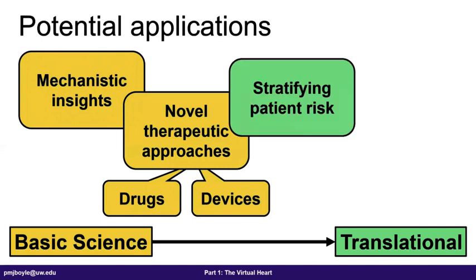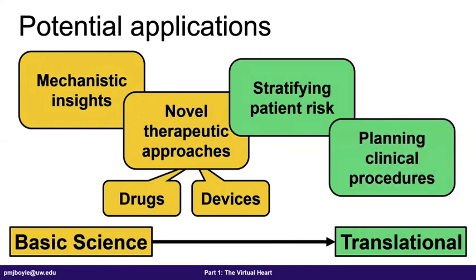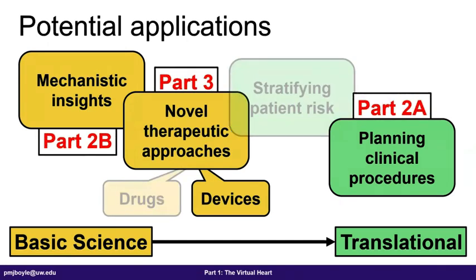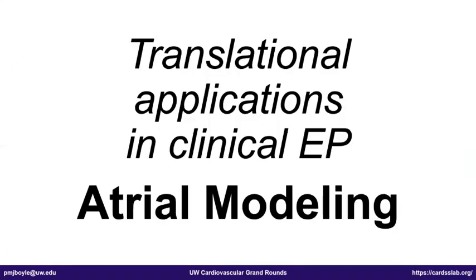We can then use those tools to develop novel therapeutic approaches, either with drugs or in terms of new devices. Moving towards the clinical application side, with image-based models, there have been many examples of stratifying patient risk. So taking images, running simulations in the model and saying this person is more likely to have an event in the next X number of days, weeks, months than another. And finally, the culmination of decades worth of research was really using computational models and simulation as a direct planning tool for clinical catheter ablation procedures. And so for the remainder of the talk, I'm going to talk about 3 of these areas, and they're labeled here A, B, and C, 2A, 2B, and part 3.